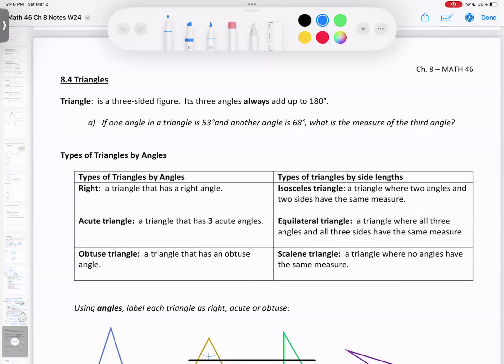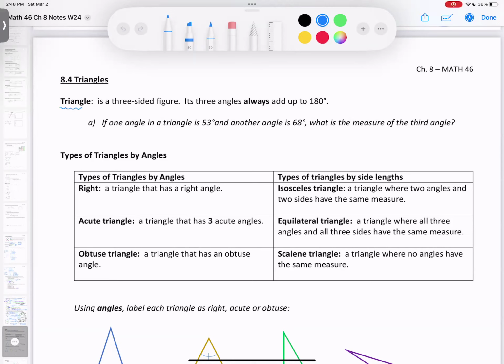All right, section 8.4. Let's move on to my favorite shape of all time, which is triangles. There are so many cool things about triangles. We'll cover them in this section. We'll also cover them in the trigonometry section at the end of the course. Okay, so what's a triangle? Well, it's any three-sided figure.